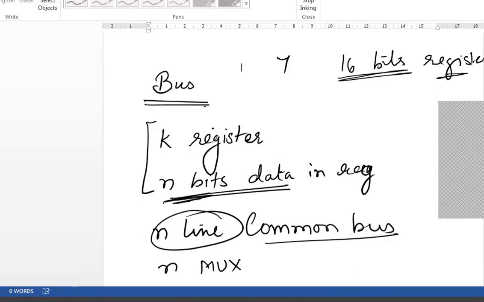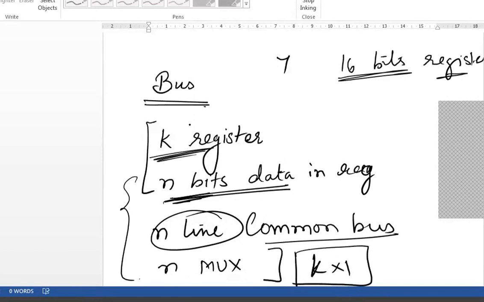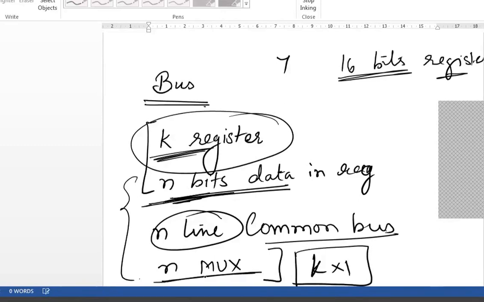This is very important. Short questions are asked on the basis of this, so please keep this in mind. For n bits of data in my register, I will need an n-line common bus. I will need n multiplexers, each of size k cross 1. The number of registers is the size of my multiplexer. Understood? This is very important. For k registers of n bits data, you will need an n-line common bus, n multiplexers to design this circuit, and the size of the multiplexers you'll be using is k cross 1.